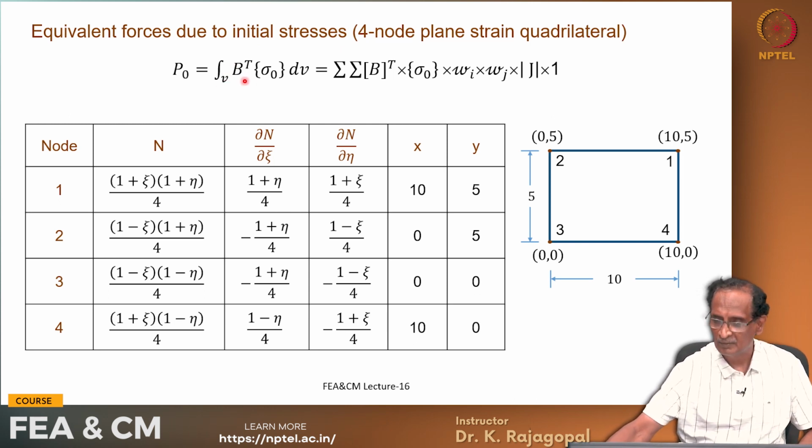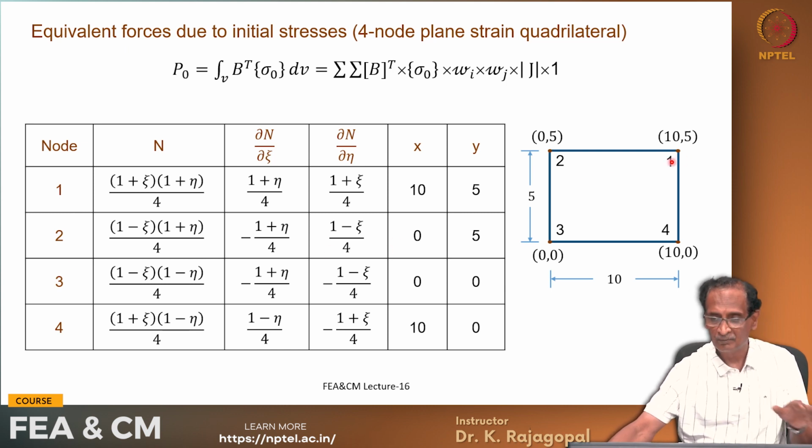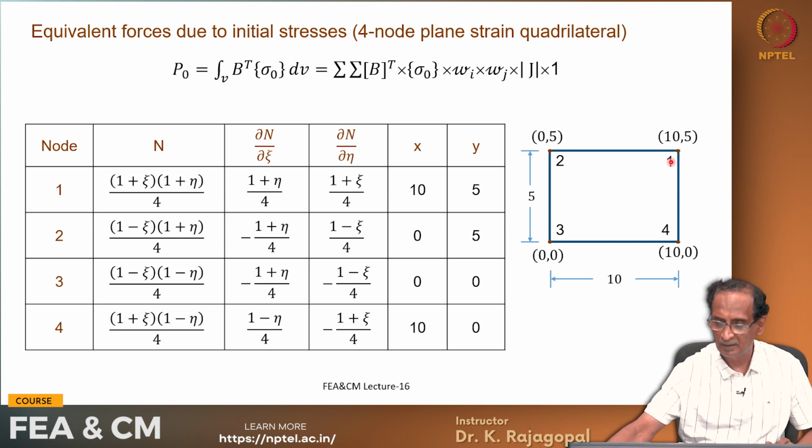And let us do it for a rectangular element like this. The length is 10 and the height is 5, and these are the coordinates, and then the 4 nodes 1, 2, 3, 4. The numbering is in the anti-clockwise direction: 1, 2, 3, 4. Okay.